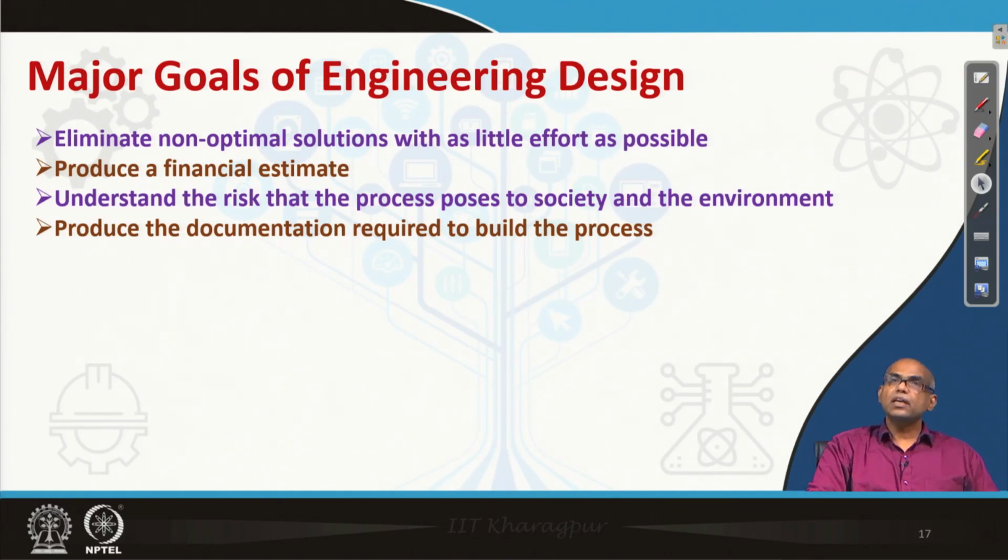The major goals of engineering design are as follows: eliminate non-optimal solutions with as little effort as possible. Since design activity is often iterative, because the design problems are mostly underdefined and there is no true optimal solution, there are always more than one solutions, but there may be better solution when you have many alternatives. So, you have to eliminate non-optimal solutions with as little effort as possible.